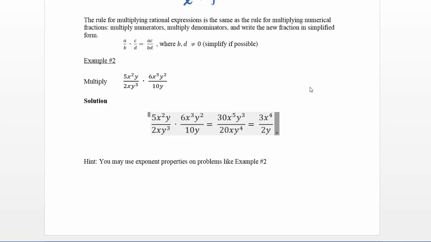Now, you have 3 examples to work: sample problem number 2, sample problem number 3, and sample problem number 4. So go ahead and work those 3 sample problems and then come back and take a look at the solutions.